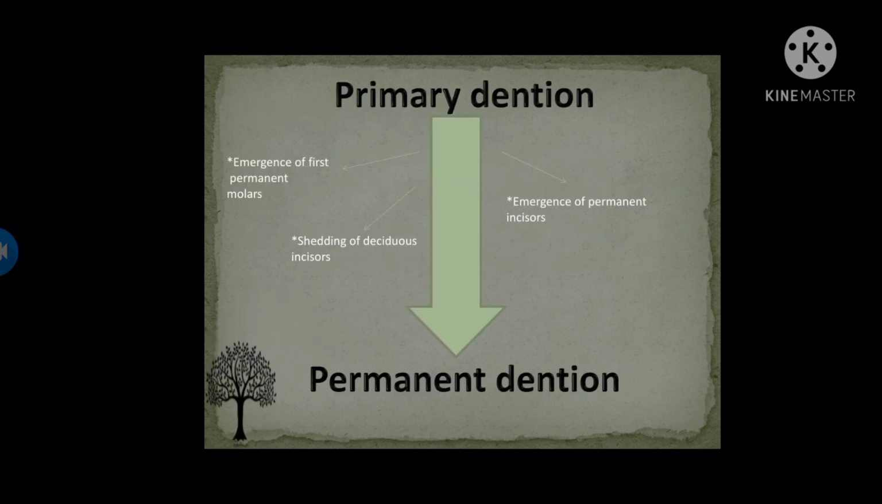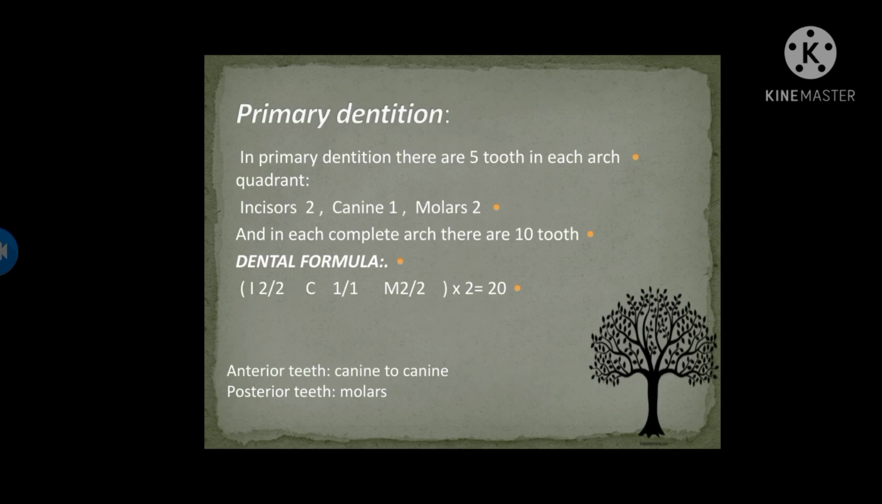In transition from primary to permanent dentition, there are 3 main indications. Number 1 is emergence of first permanent molar. Number 2 is shedding of deciduous incisors, and the third one is the emergence of permanent incisors.